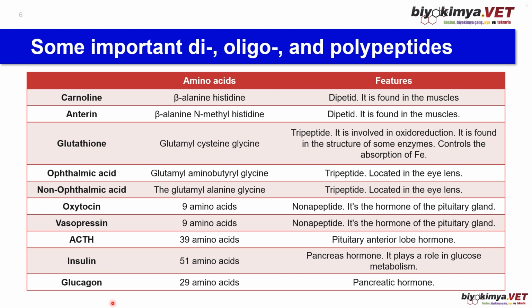And another example can be thyrotropin releasing hormone, TRH, which is secreted by the hypothalamus and induces the pituitary gland to secrete thyrotropin, or the thyroid stimulating hormone.